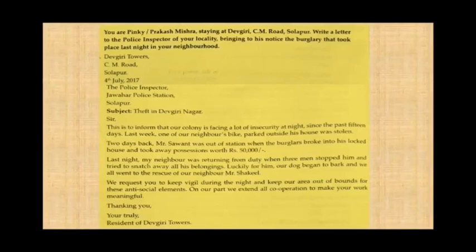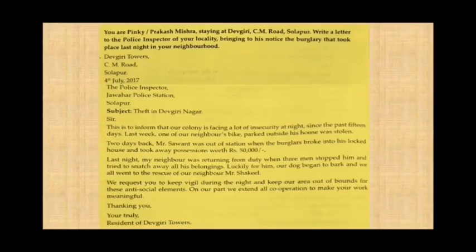So first we have the sender's address, then we have the date, that is 4th July 2017. So this is the way you write the date. Next we have the receiver's address, that is the police station's address. And then we have the subject. You can see how short it is: Theft in Devgiri Nagar. And then is the salutation, Sir.